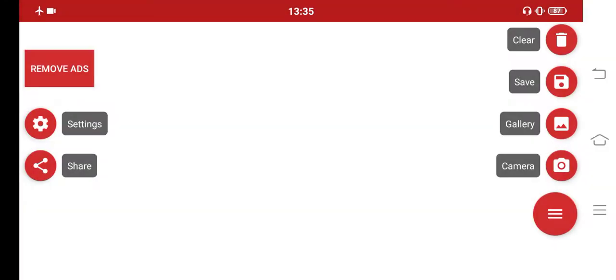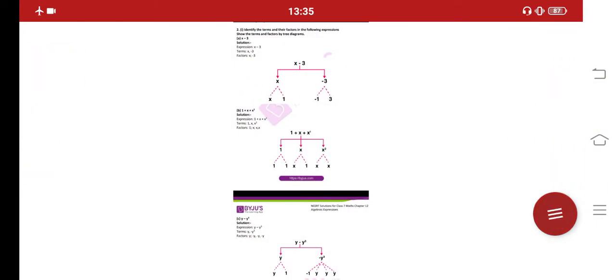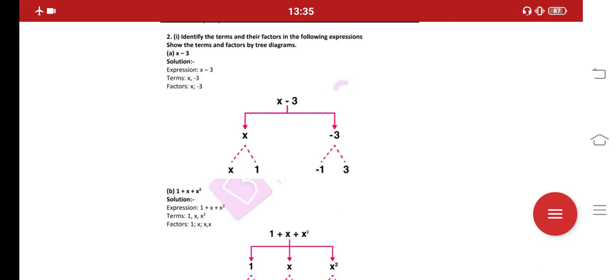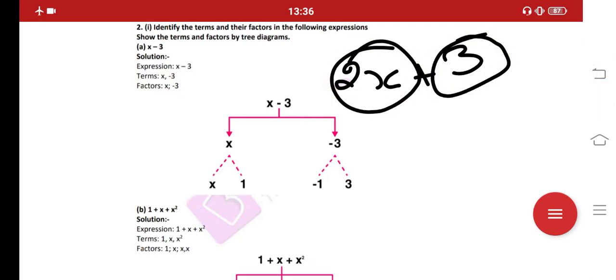Now let us move towards question number 2. So see here what is given. In question number 2, it is written, identify the terms and their factors in the following expression. Show the terms and factors by tree diagram. Okay, so let me show you what the factors and the terms are. Suppose this is an algebraic expression, 2x plus 3. Now these two terms are separated by which arithmetic operation? They are separated by a plus sign, which means we have two terms. The first term is 2x and the second term is 3.